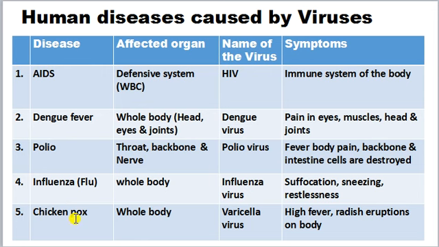Fifth, chickenpox. Chickenpox, also known as varicella, is caused by the varicella zoster virus. It is a highly contagious infection and it affects your whole body. If we talk about its symptoms, there are blister-like rashes which first appear on the face and trunk and then spread throughout the body. So there is a high fever and reddish eruption on the body. So this is caused by the varicella zoster virus that causes chickenpox.